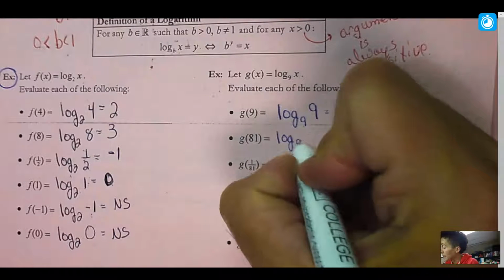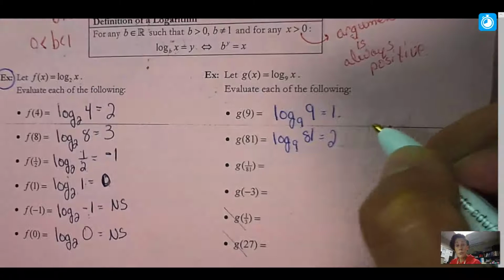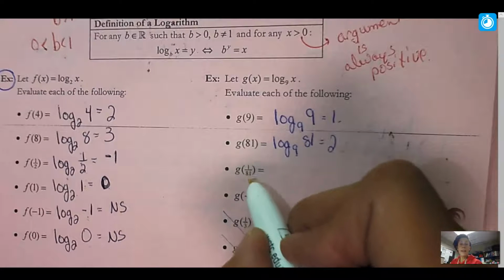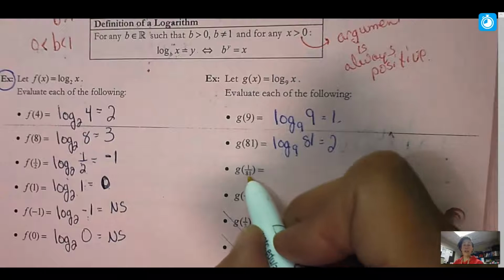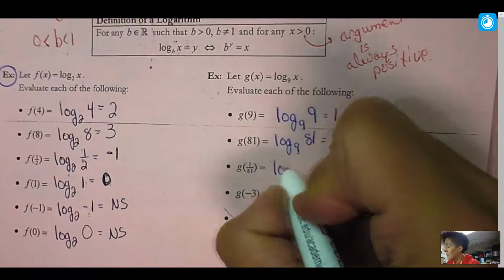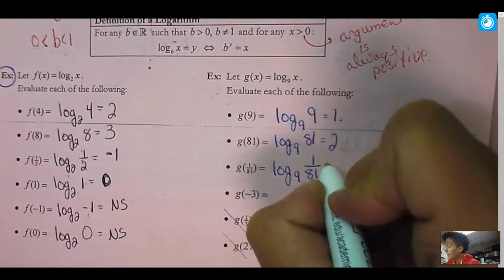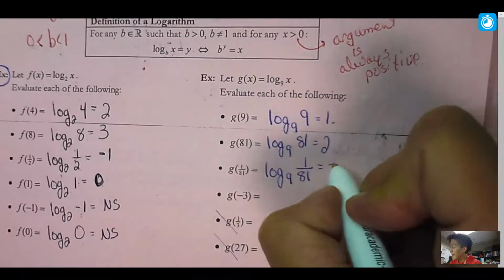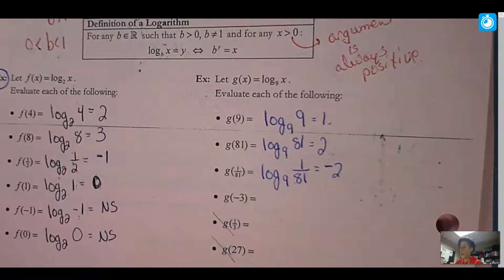So log base 9 of 81. So 9 to the what power makes 81? That's 2. And notice here, our 81 just moved into a fraction. And the only thing that made it a fraction would have been this 2, this exponent, being a negative number. So 9 to the what power makes a fraction of 1/81? Well, the negative makes the fraction, and then the second power makes the 81.